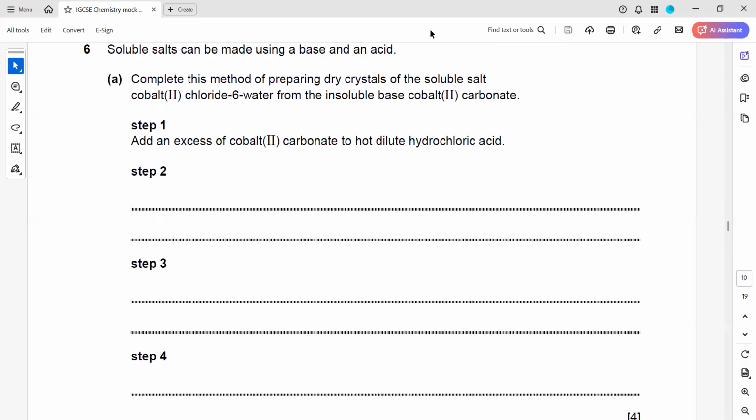Yeah, that's right, the name, the pig iron. The soluble salts can be made using a base and an acid. If we mix a base with an acid, we can prepare the soluble salts.